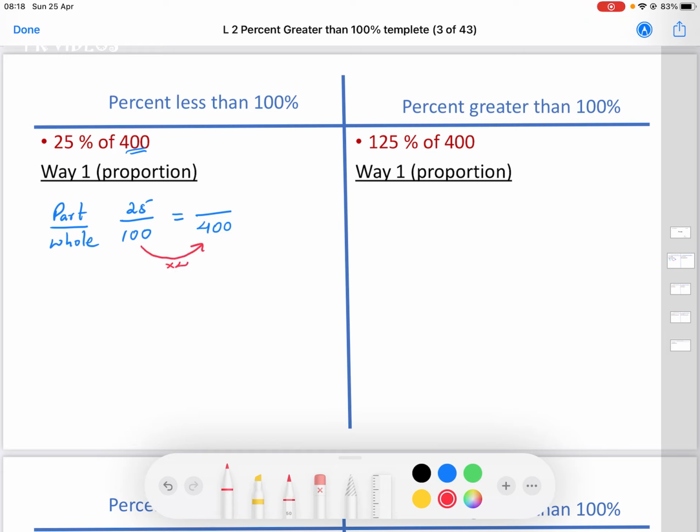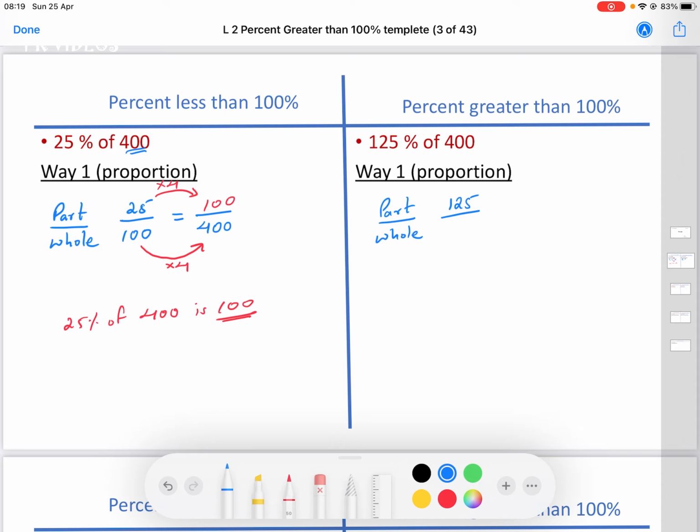100 times 4 is 400. Therefore, using the scale factor 4, 25 times 4, we get 100. Therefore, 25% of 400 is 100.